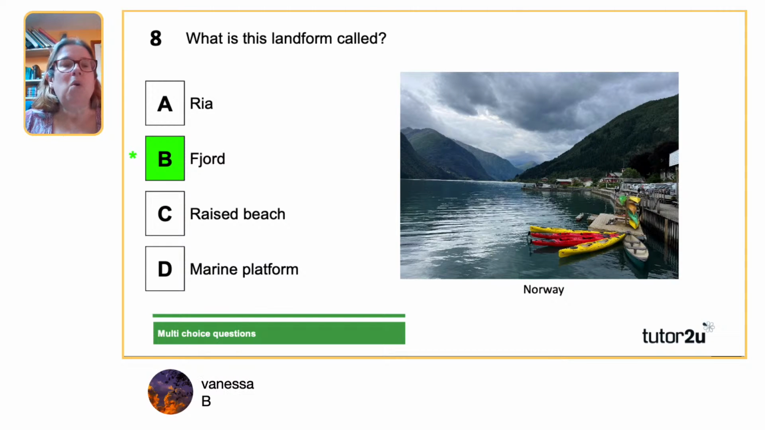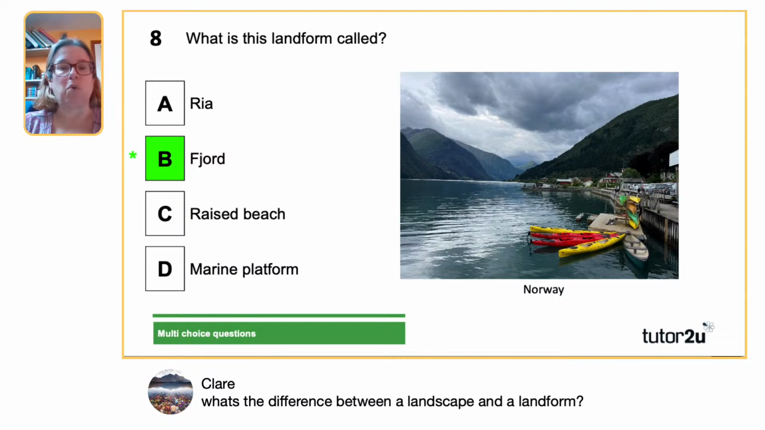Right, yes. So we know that this is a fjord rather than a ria by the very steep sides. If we were looking at a river valley, a good example of a ria is Fowey down in Cornwall, and that's where a river valley has been submerged. Here you can see we've got that glacial U-shaped valley which has been submerged, creating that rather beautiful fjord.